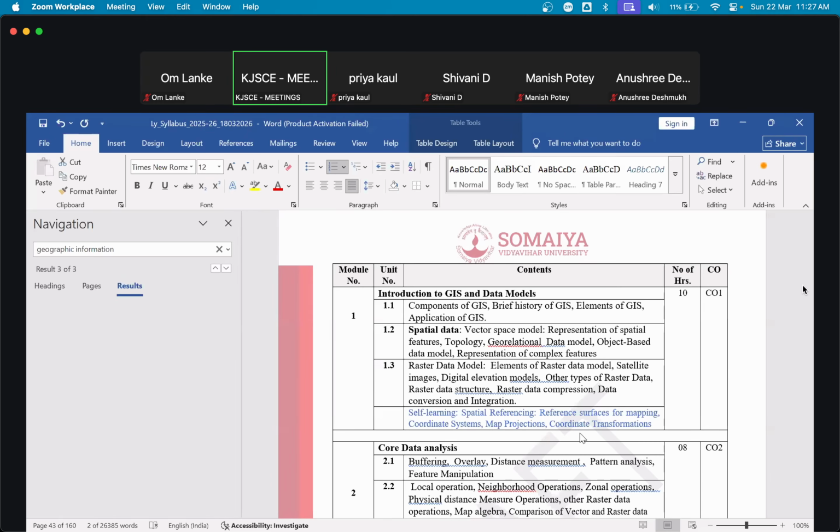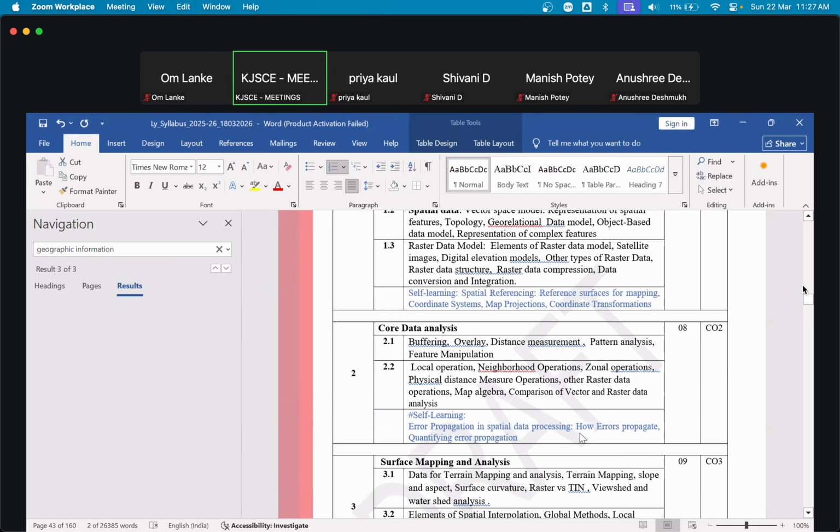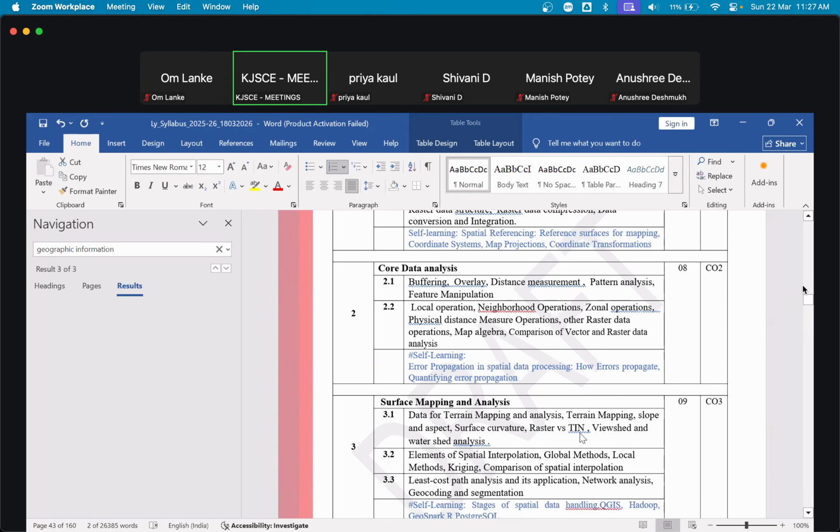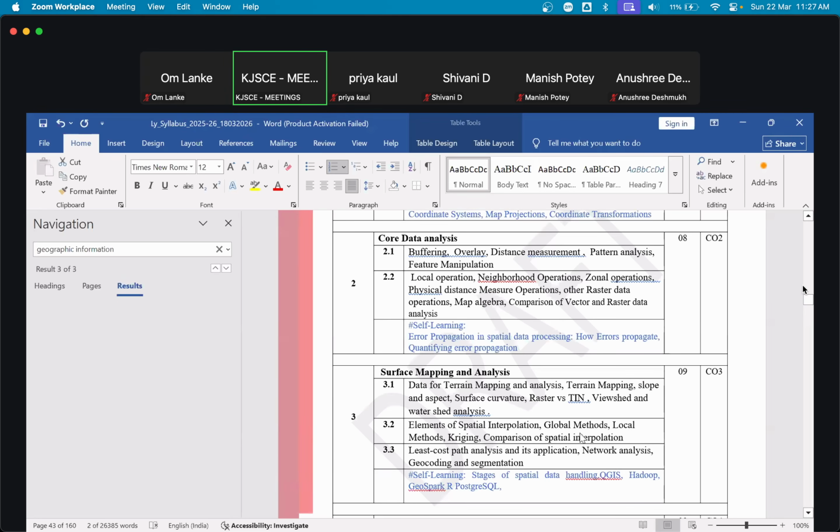Then the second module is on core data analysis. Under core data analysis, various techniques are there for predicting the value, and various techniques for interpolation as well, overlay, and distance measurement. Here you will study the different techniques available to understand vector data and raster data. Then surface mapping and analysis.